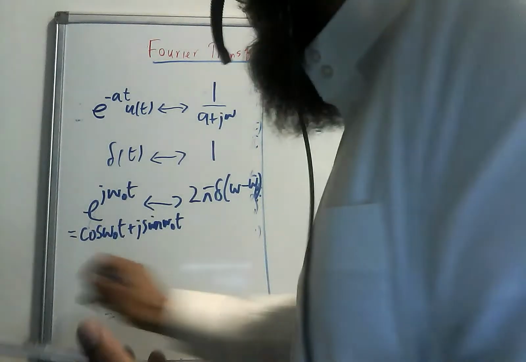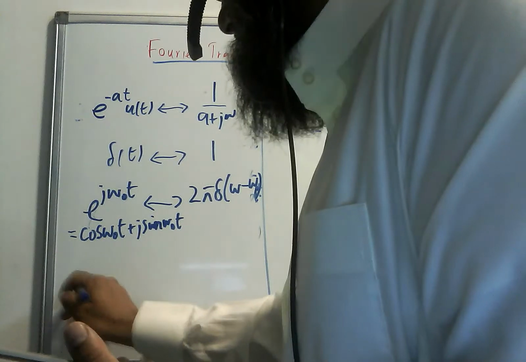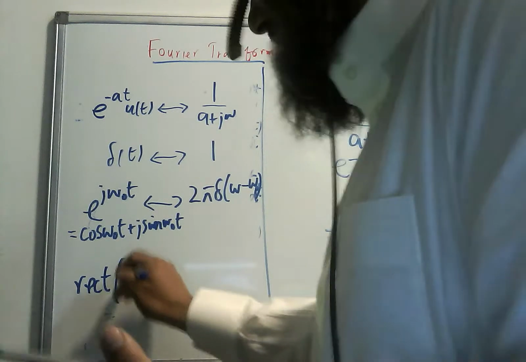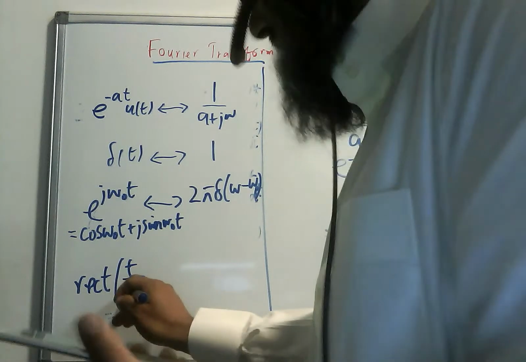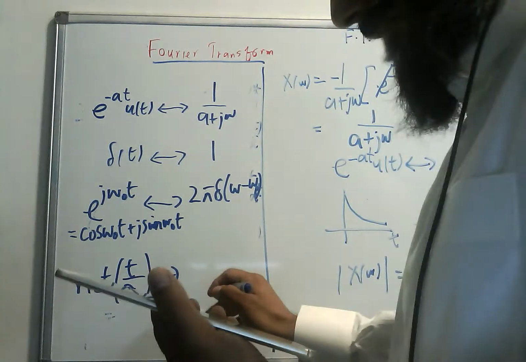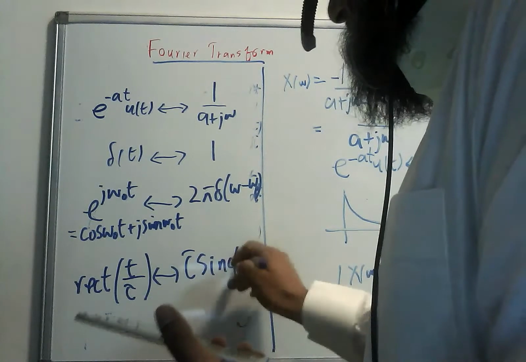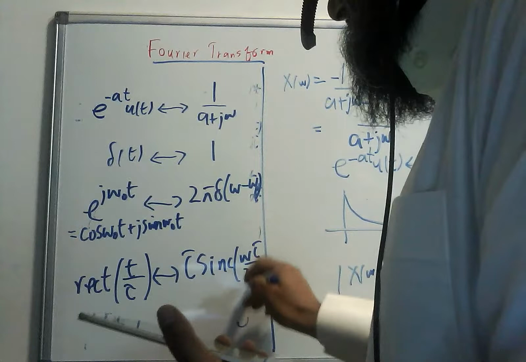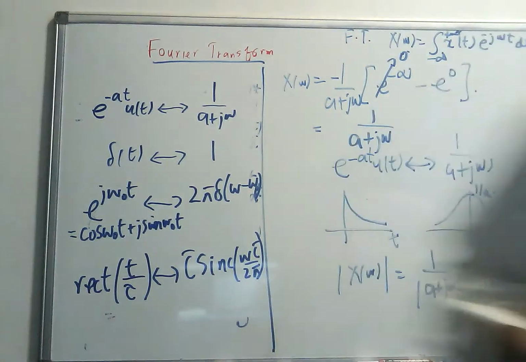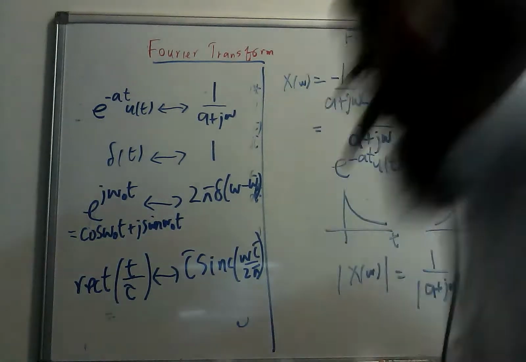And the last one here is the rectangular function, and I will draw all these on the next screen. So the Fourier transform of this is the sinc function, which is tau sinc omega tau divided by 2 pi. Now let us, on the right side, draw all these Fourier transforms.